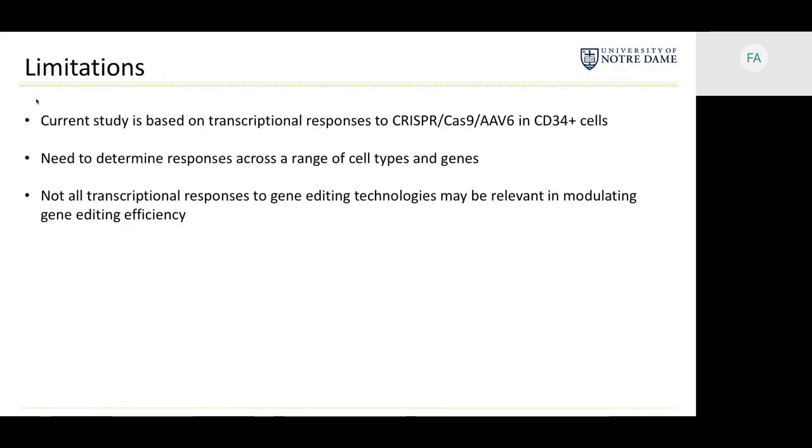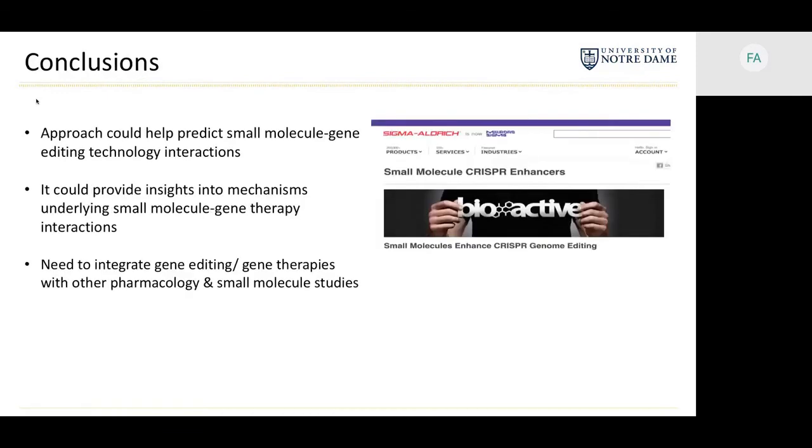I'll just highlight some limitations of our current study that we're trying to address. One is that the data we used in this case was from perturbation of CD34 positive hematopoietic stem cells, and there's need to replicate these in other cell types. But in conclusion, we see that this approach could be extended to identify several other small molecules that can enhance or inhibit genome editing. And indeed, Sigma is already selling a small set of small molecules obtained from literature that can enhance genome editing.